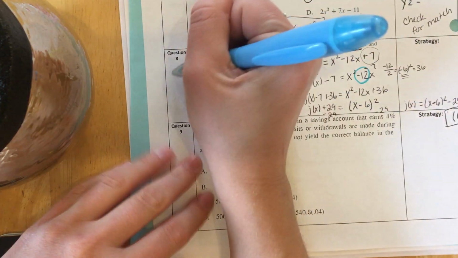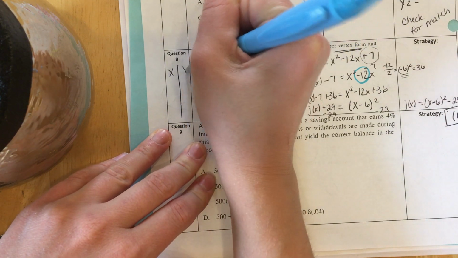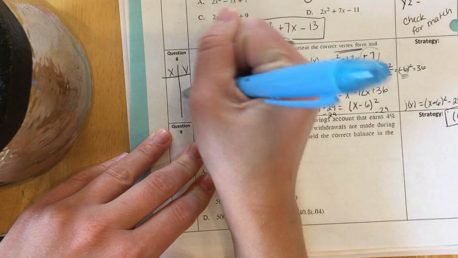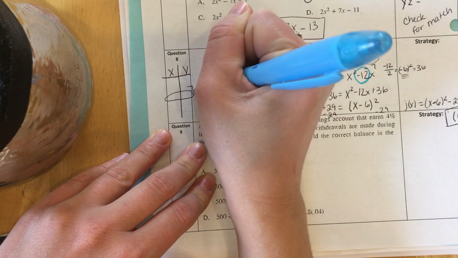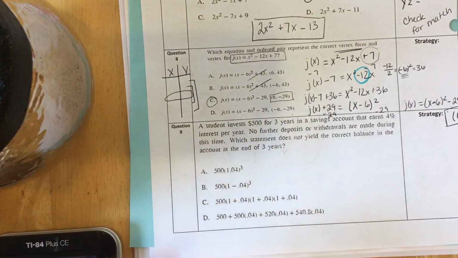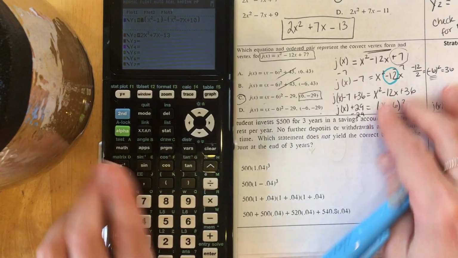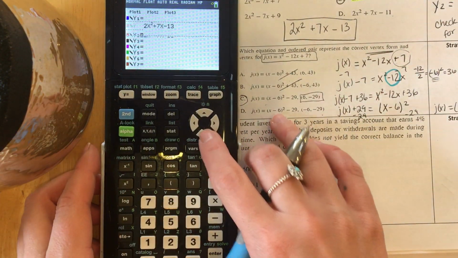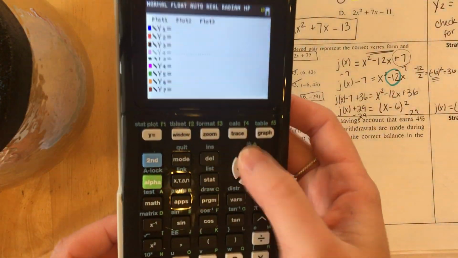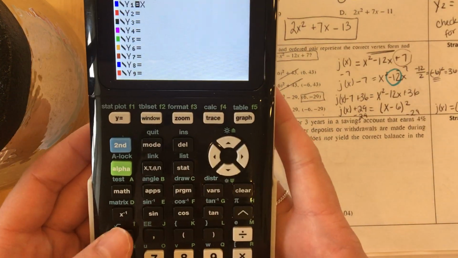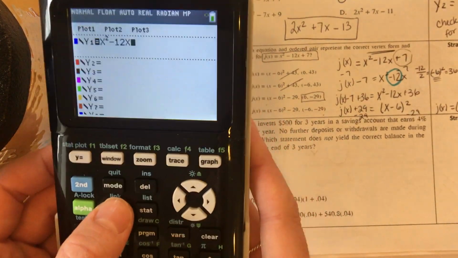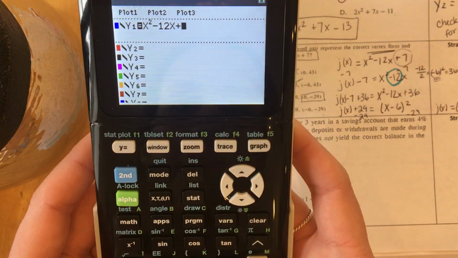We all know that the vertex is where the symmetry is. It's right in the middle. So your vertex is right in the middle of the symmetry when the y values start repeating. So I'm going to plug in this. I don't even have to do all this work. Plug in my y equals x squared minus 12x plus 7.